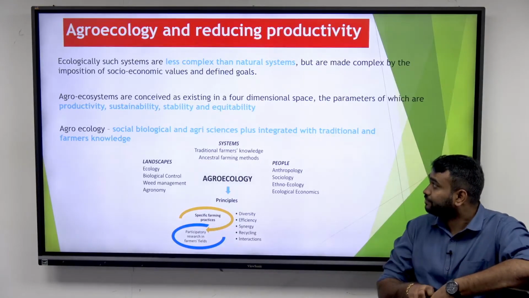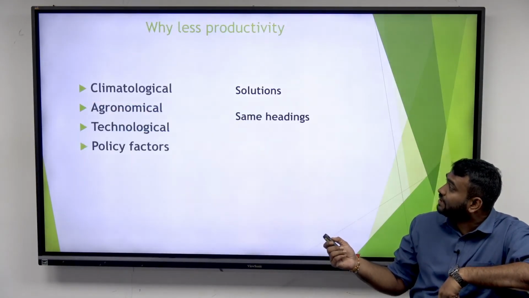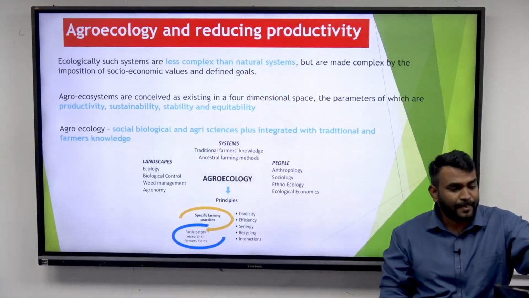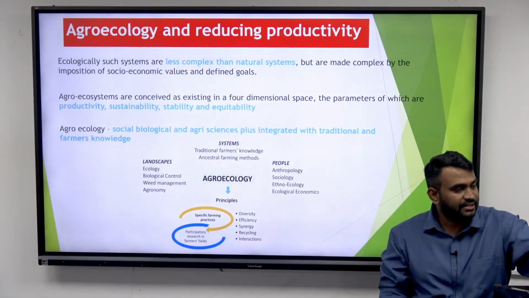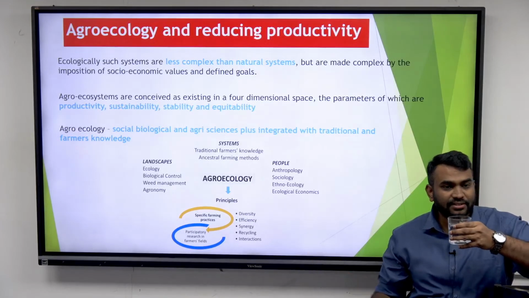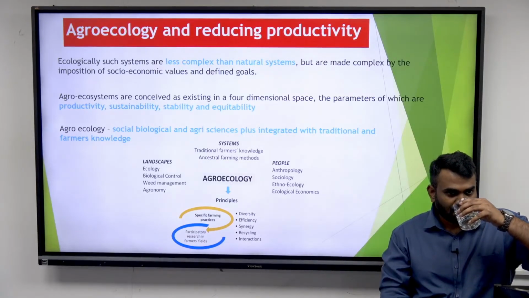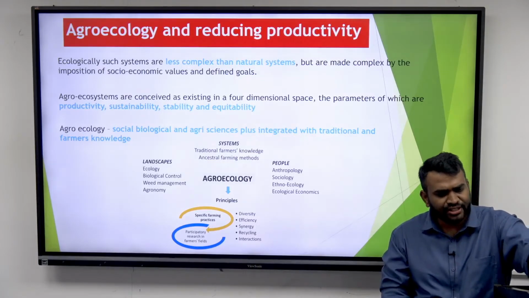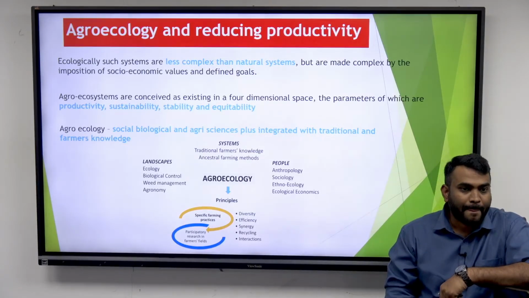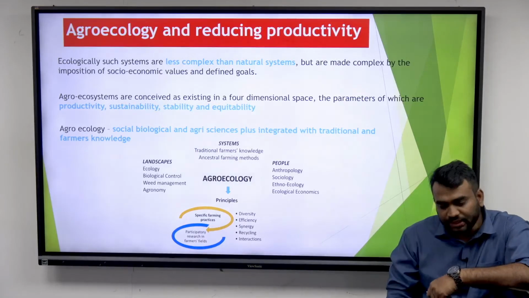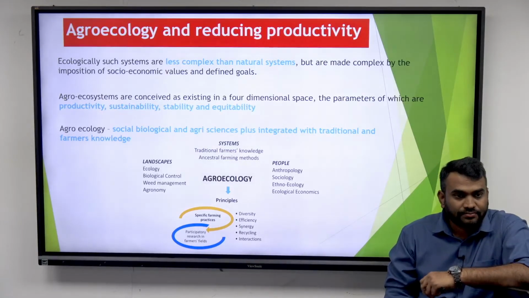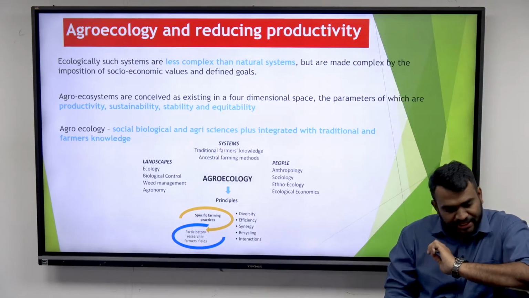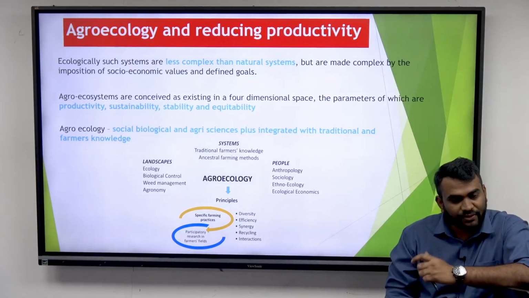Clear? Now, can you give the reasons why there is less productivity? Yes, Rohan? Can you give the reasons why there is less productivity in the agriculture ecosystem? So indiscriminate use of fertilizers, correct then? Monocropping. No pressure, easily answer. Whatever is coming to your mind.